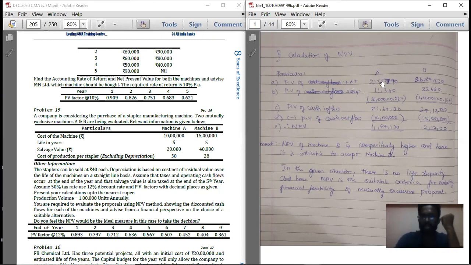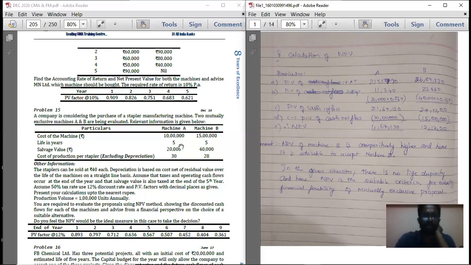That is, under mission A record 21,55,790, and under mission B record 26,89,330. That is the present value of CFAT.